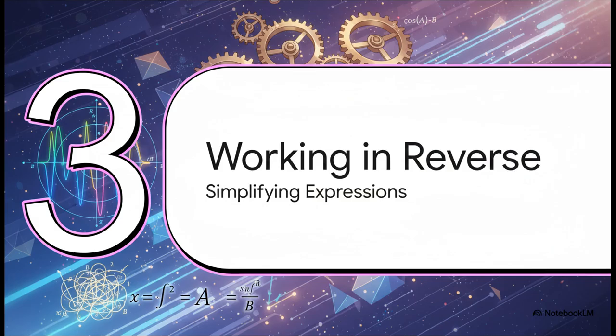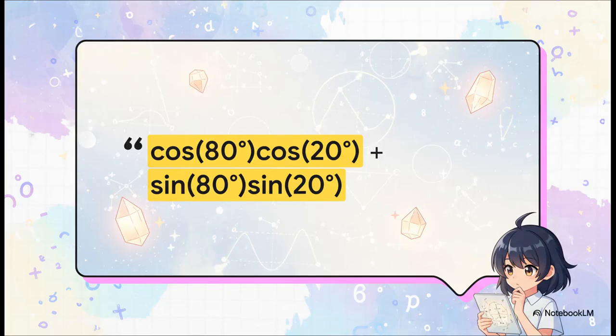But wait, there's more. These formulas aren't just for expanding things. Their real superpower is often working backwards, taking something that looks really messy and complicated and collapsing it into something super simple. Let me show you what I mean. Imagine you see this thing on a test. I mean, look at it. Cosine of 80 degrees, cosine of 20 degrees. We don't know those values off the top of our heads. It looks like you're totally stuck without a calculator.